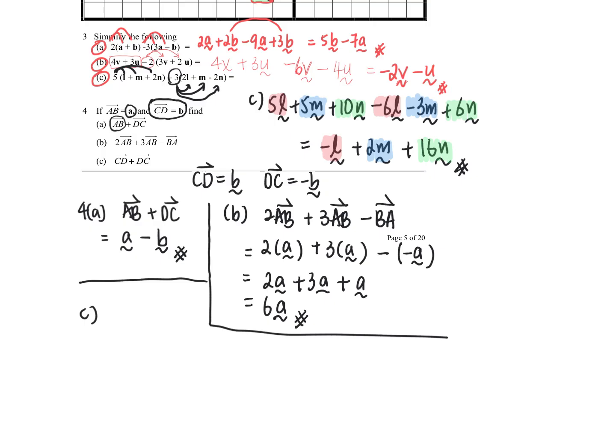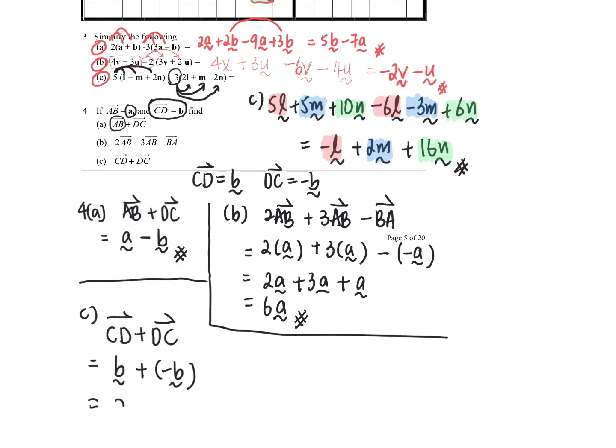Okay, last one is C. To move from C to D and then move back from D to C, you are going back to the original point. So let's see this one. This is B, right? Moving from C to D is B. Moving from D to C is negative B. Can you see that they become nothing?